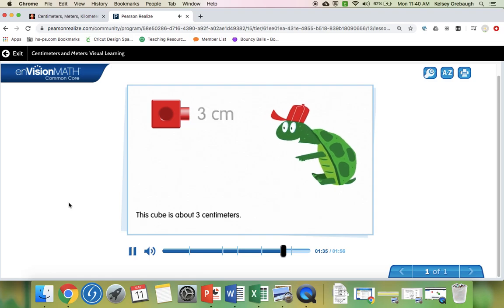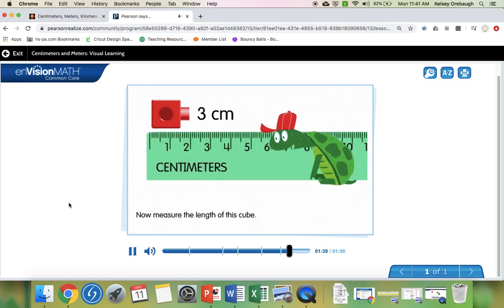This cube is about 3 centimeters. Now measure the length of this cube. Okay, so when we put this cube next to a centimeter ruler, we line it up with the 0 mark. Notice there is no 0 here, but we know that 0 comes before 1 and it's all the way to the left of the ruler. So we line it up.